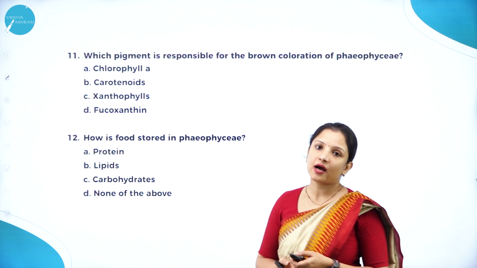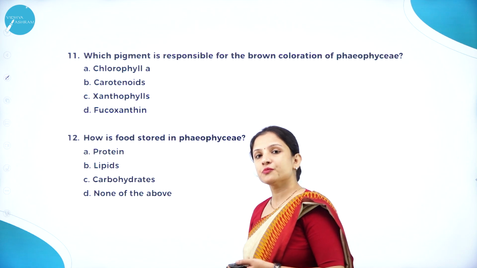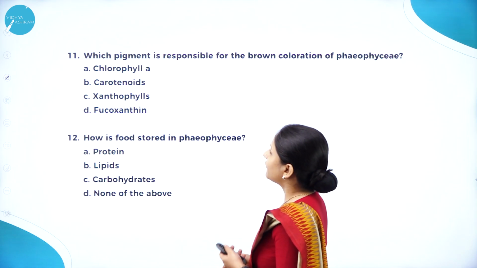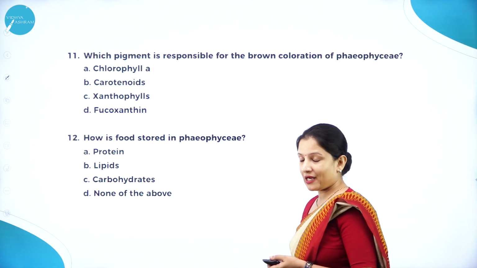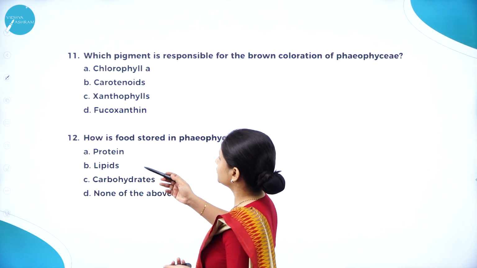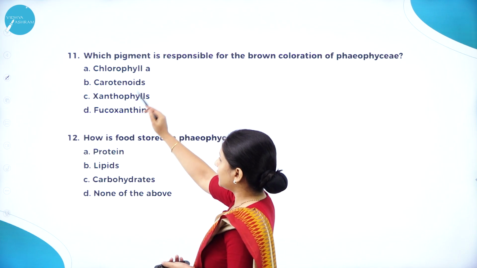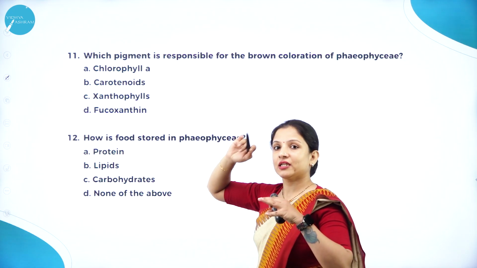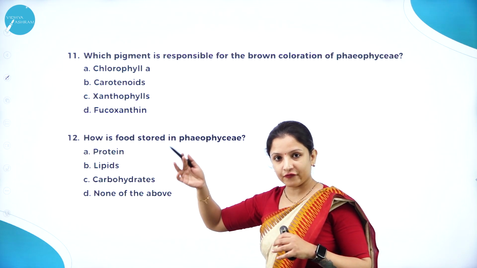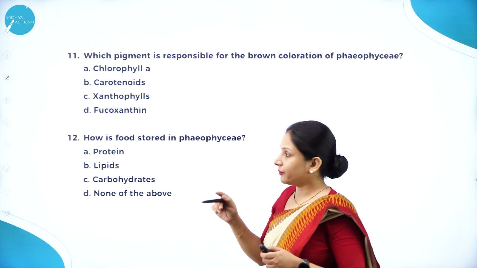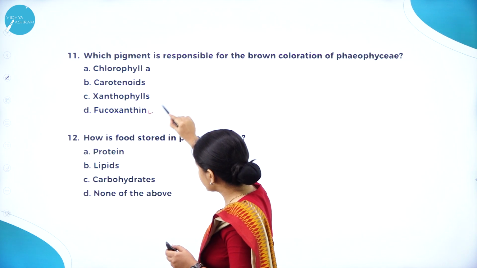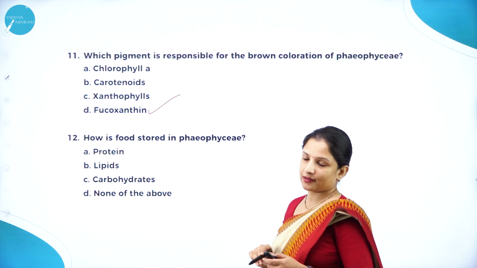Next question. Which pigment is responsible for the brown coloration of Phaeophyceae? So Phaeophyceae algae are brown in color. So which pigment is responsible for that? Of course, they have chlorophyll A, carotenoids, xanthophylls, fucoxanthin and all that. Now, don't get confused between xanthophyll and fucoxanthin. Fucoxanthin is a type of xanthophyll pigment that gives the brown coloration to the Phaeophyceae member. So, therefore, here you have to choose option D, that is fucoxanthin.